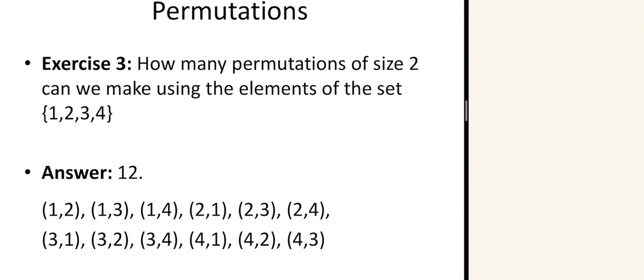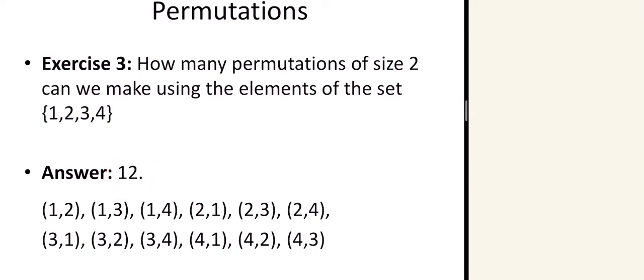If you recall, we mentioned in the exercise: how many permutations of size 2, which is k, can we make using an element set of 1, 2, 3, and 4? This is the set which we have, so we can have all these numbers. This actually was before learning the formula for the permutation. So the answer is 12.